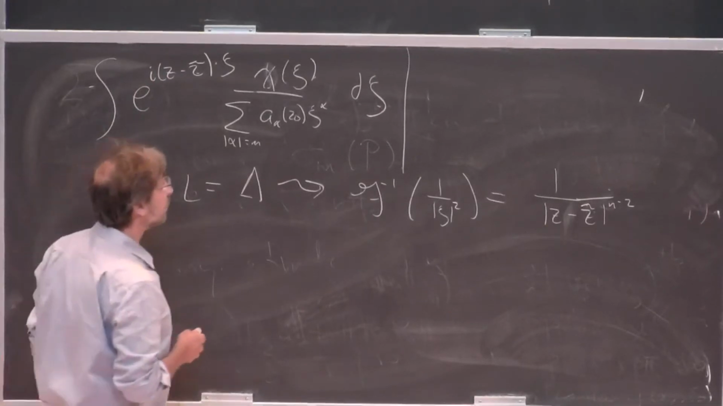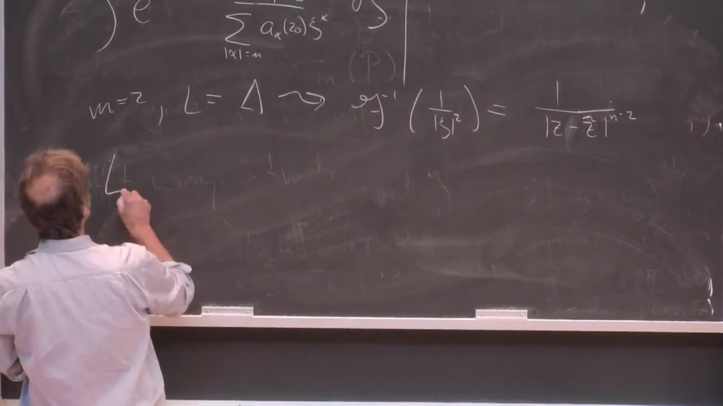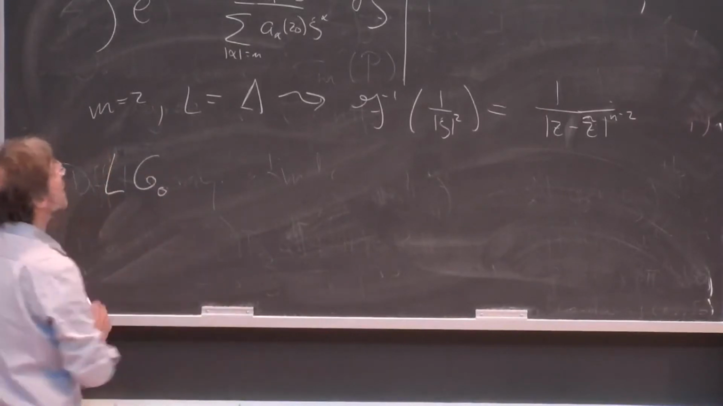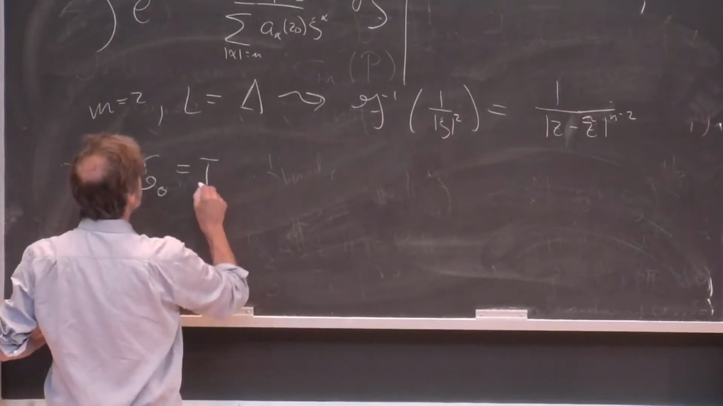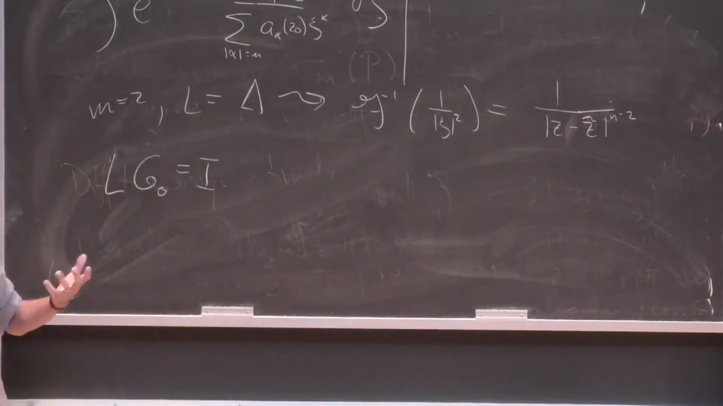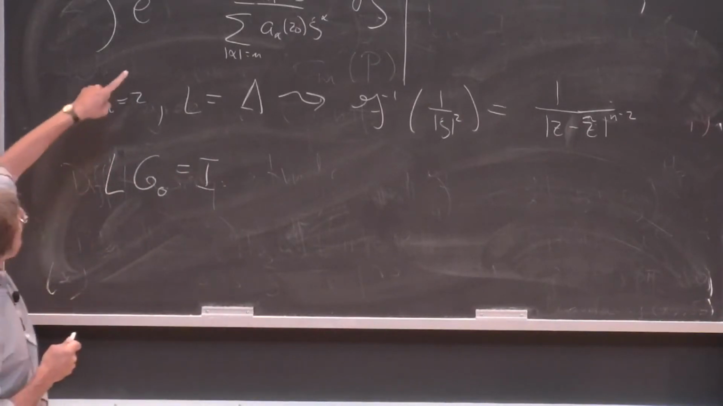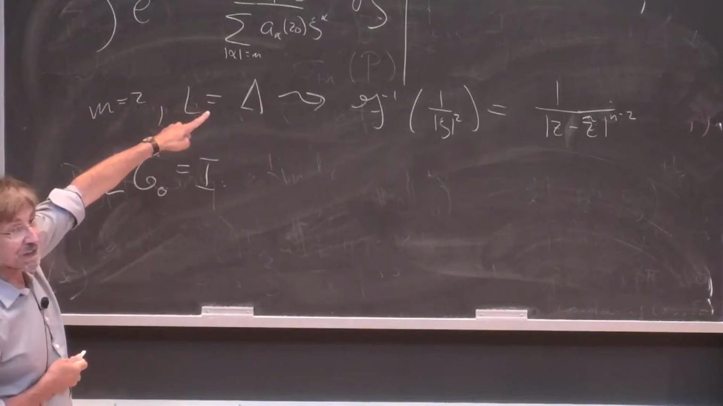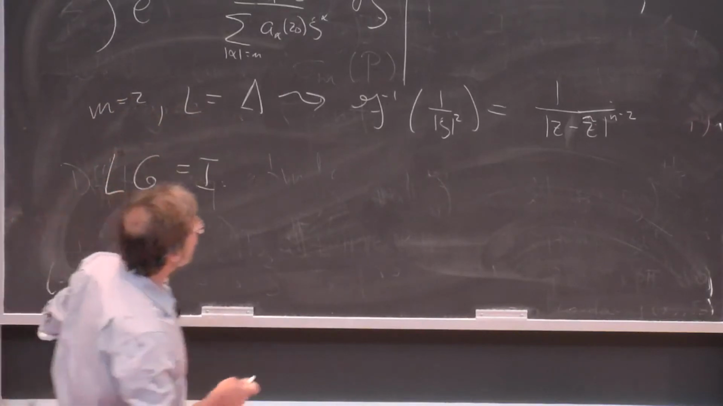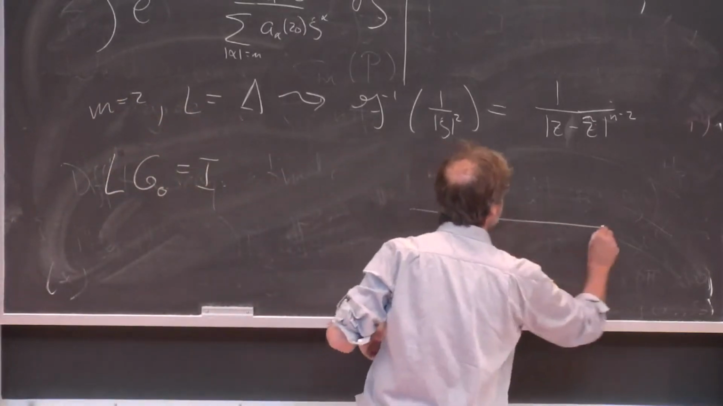Okay, so what do I get if I do this? If I take L of G naught, I'm going to get the identity operator, but I'm going to have made a bunch of different error terms. Now, first of all, notice that I did this at a given z naught. So in fact, what should I really be doing? Here I am on M cross M.